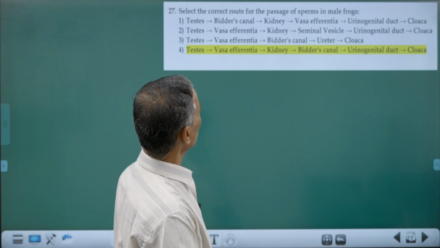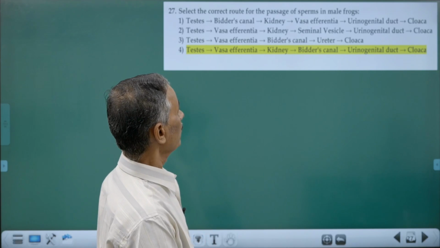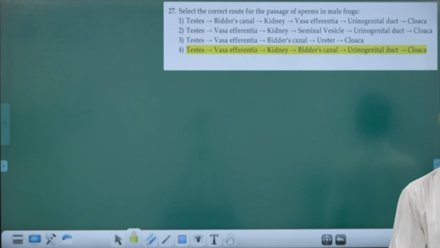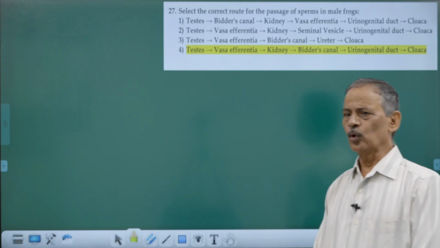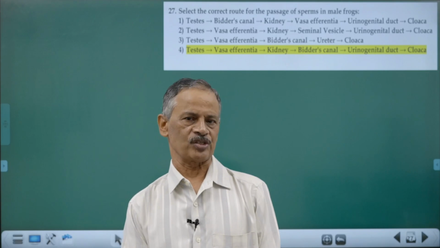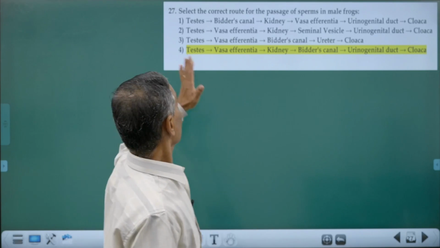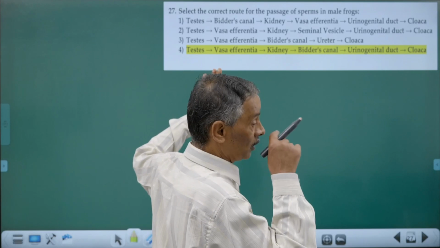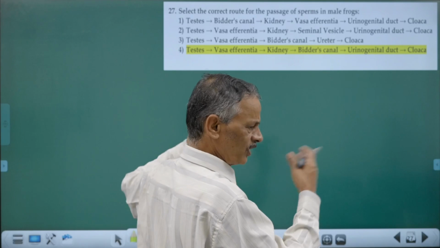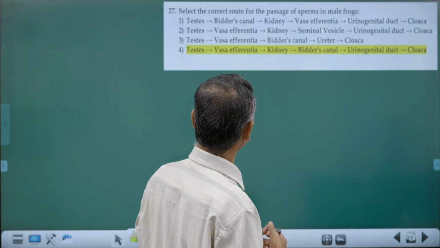The correct route for the passage of sperms in male frog. See, frogs are not normally included for the NEET model examination, but this is a general question. In human beings, we are studying the reproductive system, same type, but there is a slight difference.